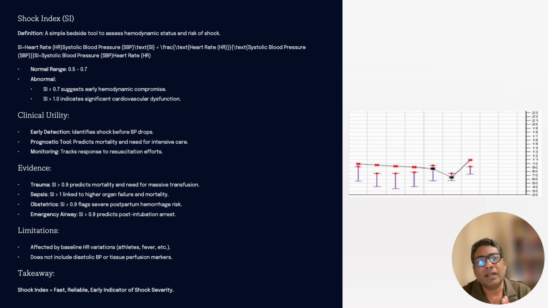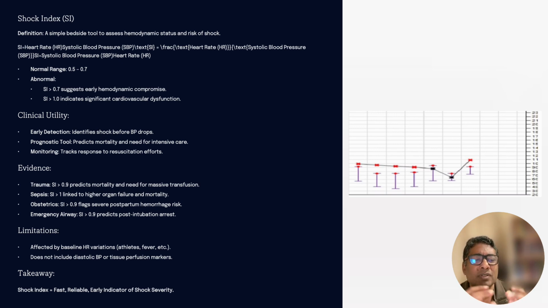I find shock index very fascinating in the sense that I've been able to find so many cases, observed during mortality reviews, where the shock index was high, more than 1 for at least 12 hours, 24 hours before patients finally have a cardiac arrest. So look at shock index. It's a simple bedside tool to assess hemodynamic status and risk of shock. Normal range is 0.5 to 0.7, and more than 0.7 indicates hemodynamic compromise.